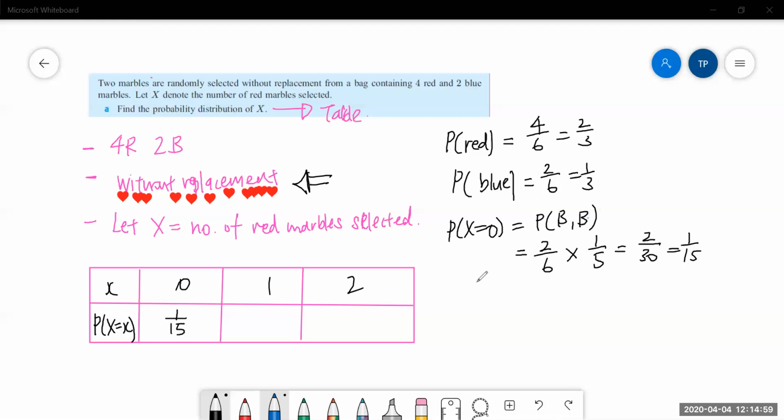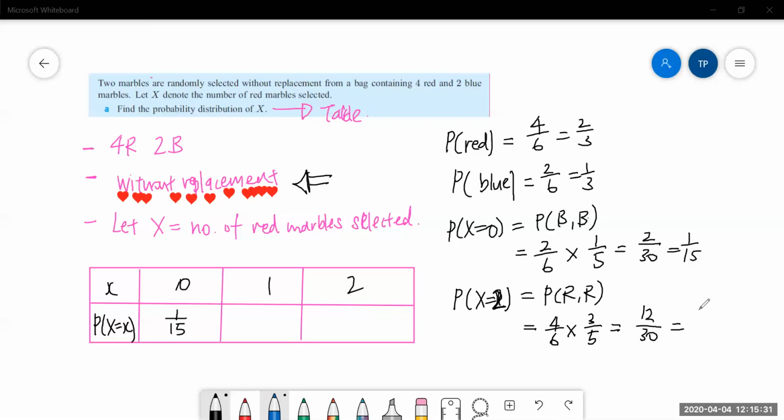Then the next one: what's the probability of getting 1 red and 1 blue? X equals 1 means... okay, maybe before we do 1 red and 1 blue, we do 2 red. I think 2 red is easier. The probability of red, comma, red: it's 4 over 6 times 3 over 5. So you get 12 over 30, right?